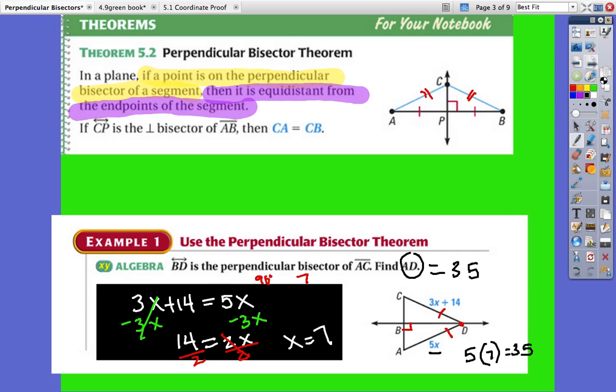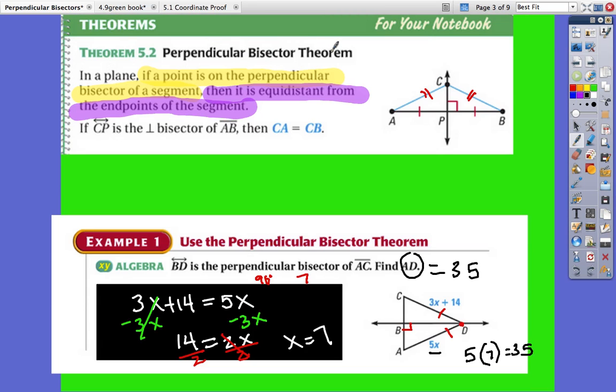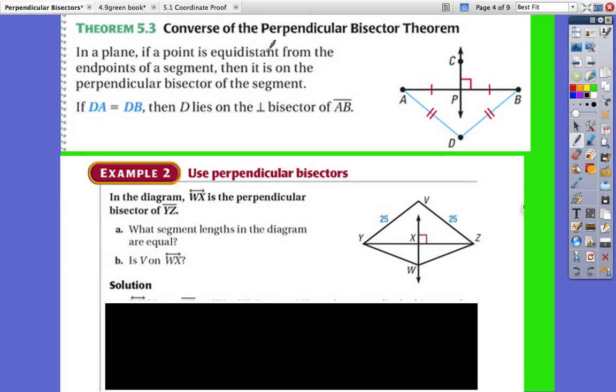Great. Let's move on. Now, of course, most theorems have a converse. The converse of the perpendicular bisector would be in reverse. If a point is equidistant from the endpoints of a segment, then it is on the perpendicular bisector. So if you notice, the perpendicular bisector theorem says if a point is on the perpendicular bisector, then it's equidistant. The converse says if a point is equidistant, then it's on the perpendicular bisector. So the converse is in reverse.